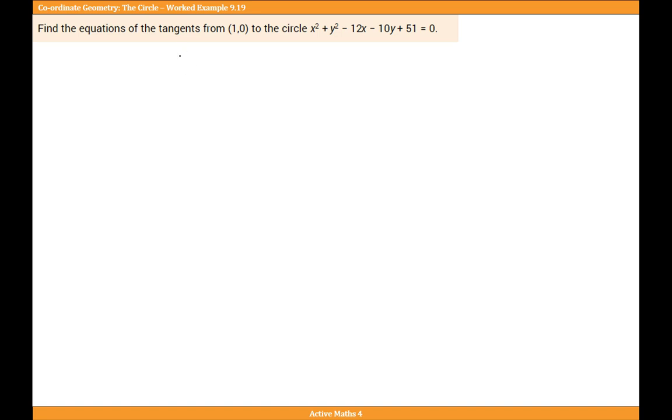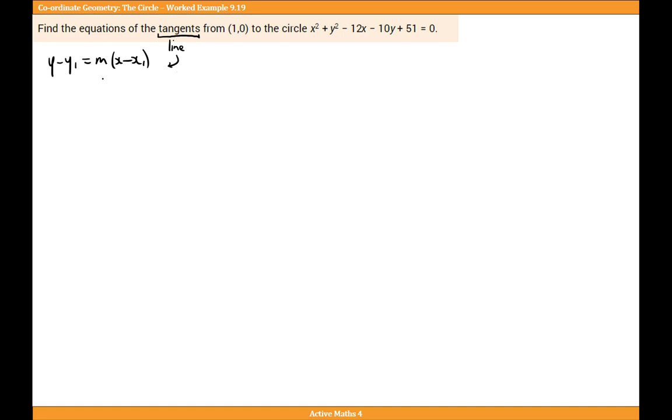Okay, so we're going to have a look at how we could find the equations of tangents through a point to a circle. What we're going to do first is write down the general formula for the equation of a line, which is y minus y1 equals m on x minus x1. And essentially this is what we're looking for: the equation of a tangent. A tangent is just a line, and this is the formula for the equation of a line.